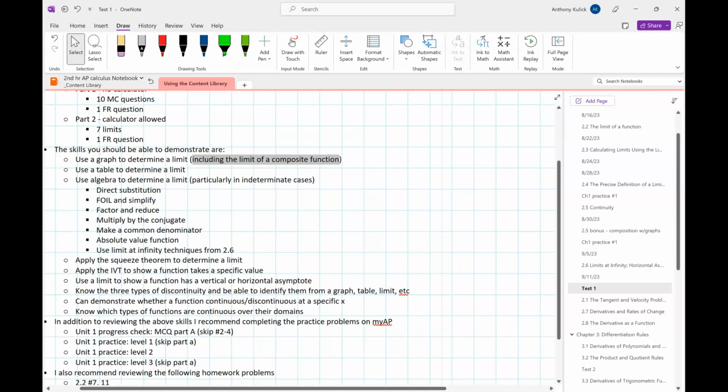Study guide stuff, or even the MyAP questions, if you want to talk about any of those. Yeah, Rita? Like when you're doing the intermediate value theorem. Yes, intermediate value theorem.